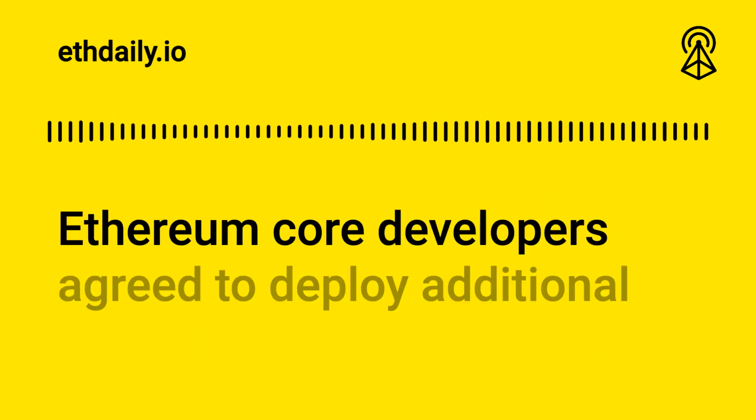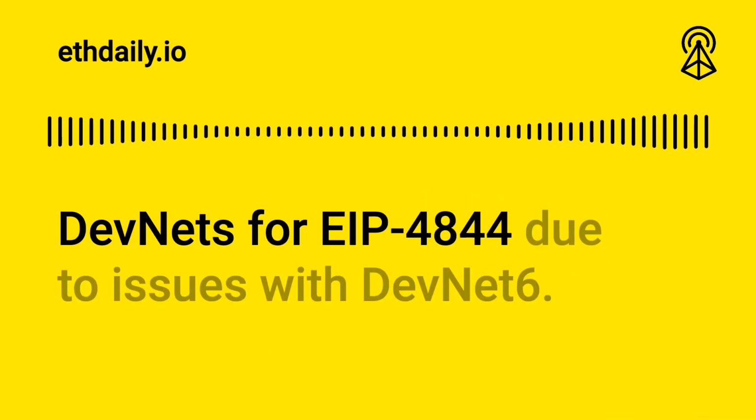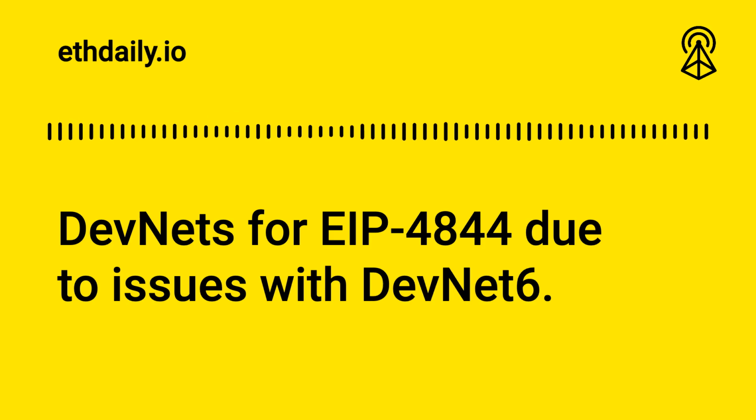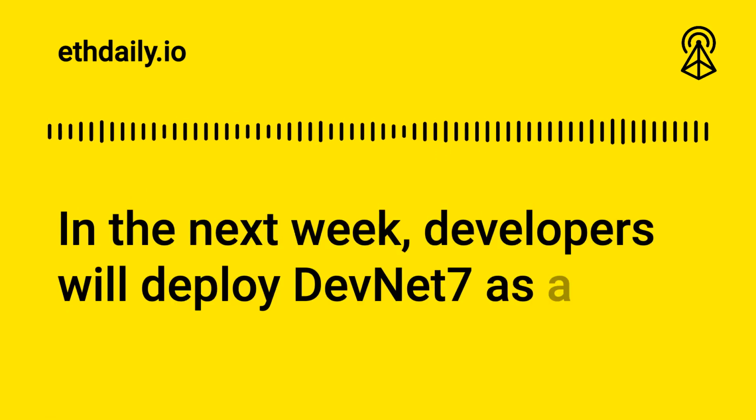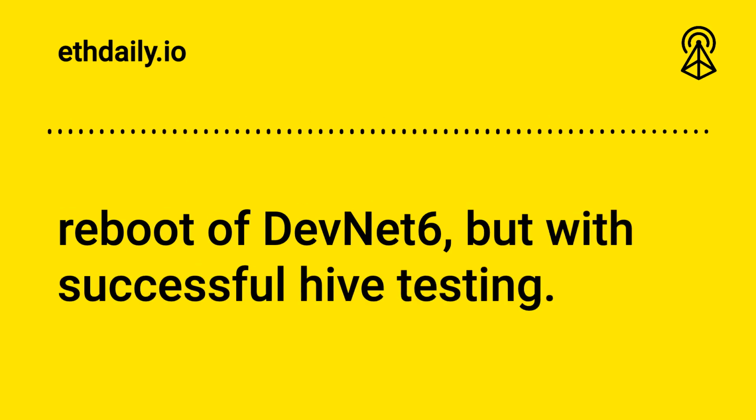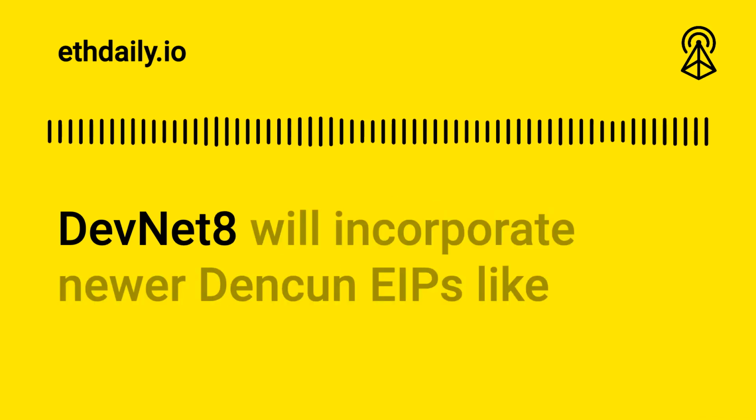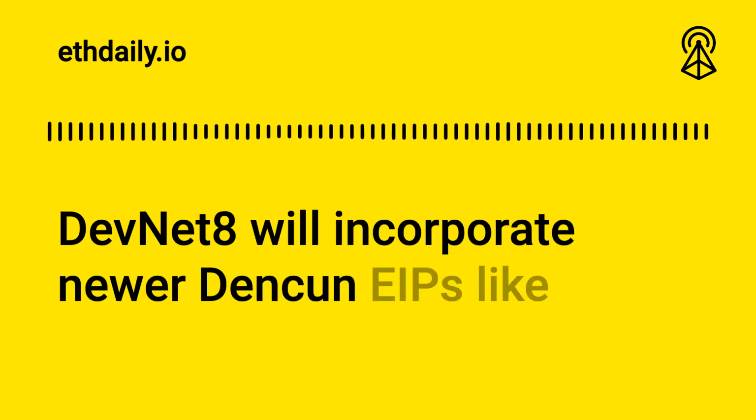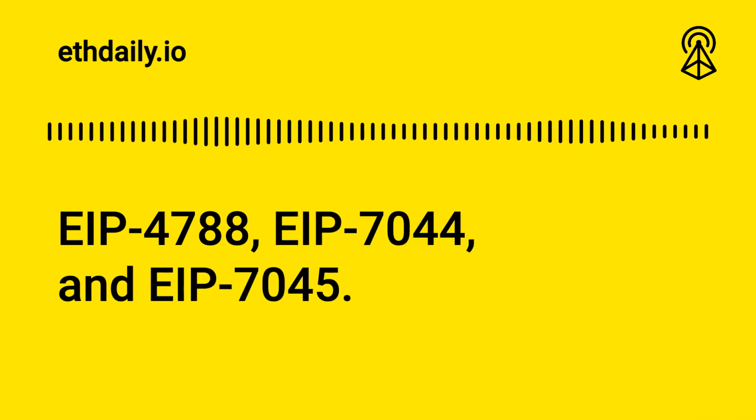Ethereum core developers agreed to deploy additional devnets for EIP 4844 due to issues with Devnet 6. In the next week, developers will deploy Devnet 7 as a reboot of Devnet 6, but with successful Hive testing. Devnet 7 will not include precompiled changes. Devnet 8 will incorporate newer Deneb EIPs like EIP 4788, EIP 7044, and EIP 7045.